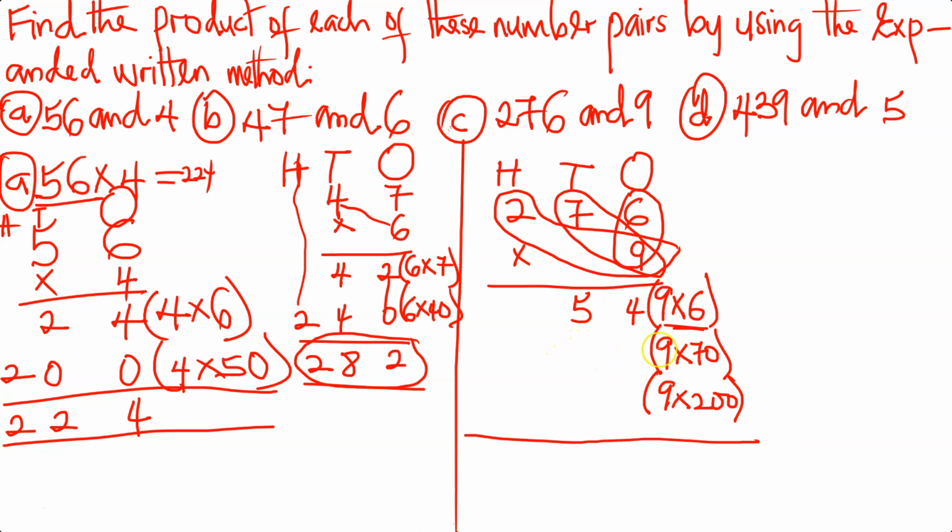Nice. 9 multiplies 70. You can first of all say 9 multiplies 7. That's going to give you 63. Now remembering the 0 and putting it together makes 630. So that gives you 6 in the hundreds place, 3 in the tens place, and 0 in the ones place, 630. And finally, 9 times 200.